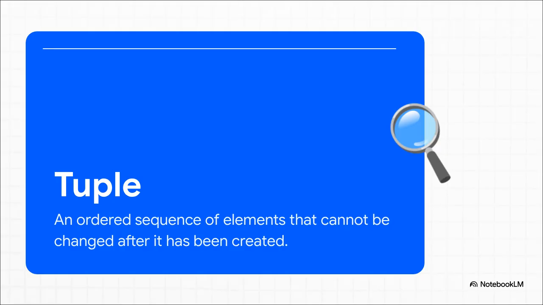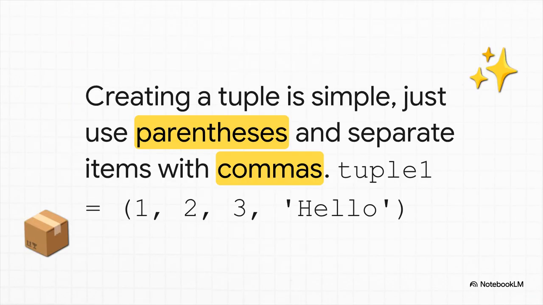So what this really boils down to is one key idea. A tuple is immutable. That's the magic word right there. All it really means is that once you create it, it's locked in. It cannot be changed, period. And making one is actually super easy. You just use parentheses and you separate your items with commas. And just like a list, a tuple can hold all sorts of different data types all mixed together. We've got integers, strings, you name it.